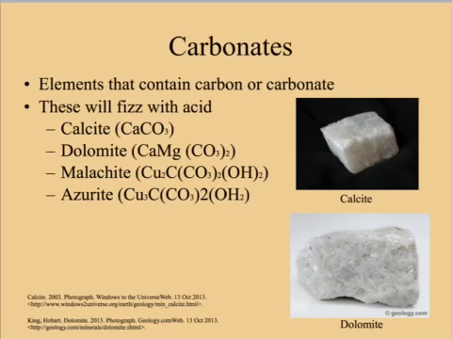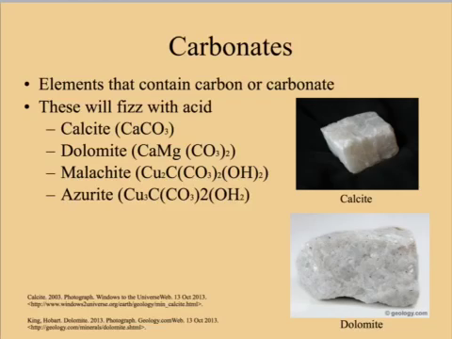The last mineral group is the carbonates. Carbonates must have carbon or carbonate in them. Calcite is our first example. It has calcium and carbonate, CO3. Dolomite has calcium, magnesium, and carbonate. These are both white. Calcite has good cleavage and it looks like a rhombus, so it's not at 90-degree angles. Dolomite is also white.